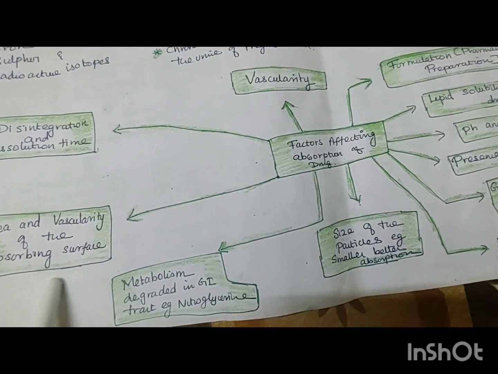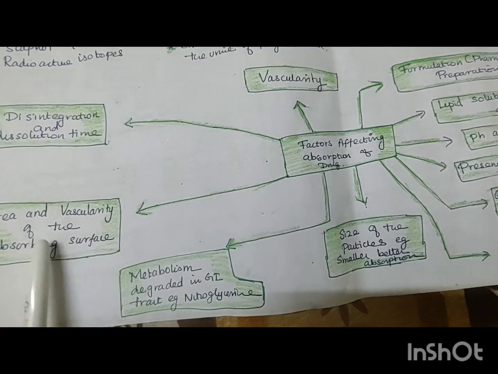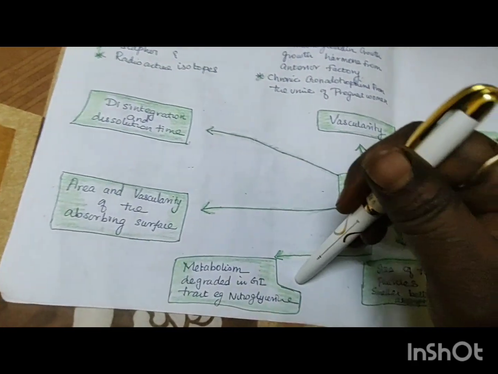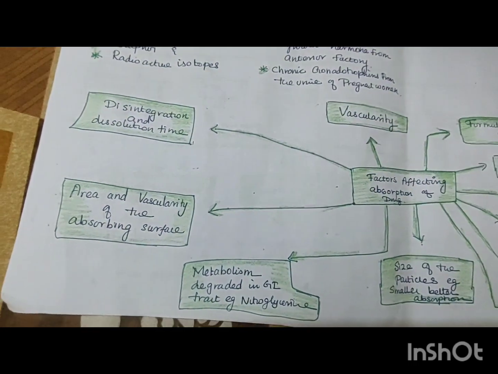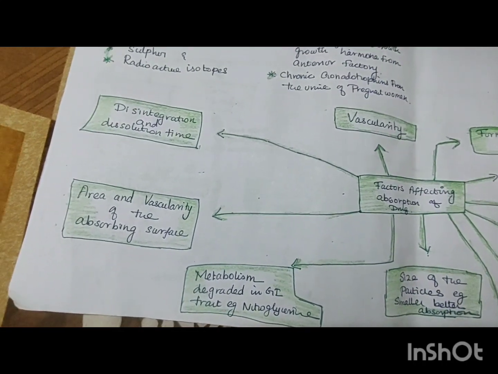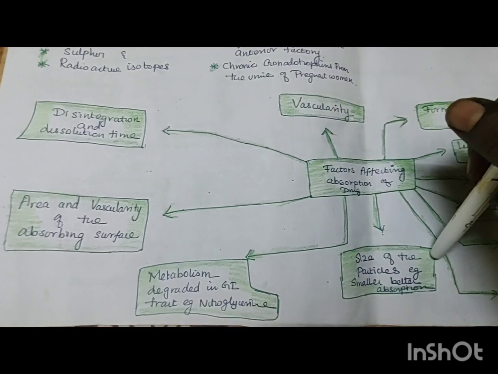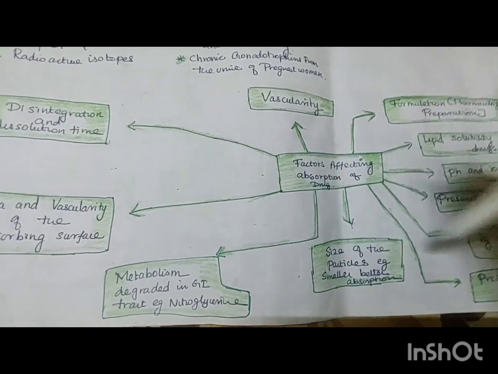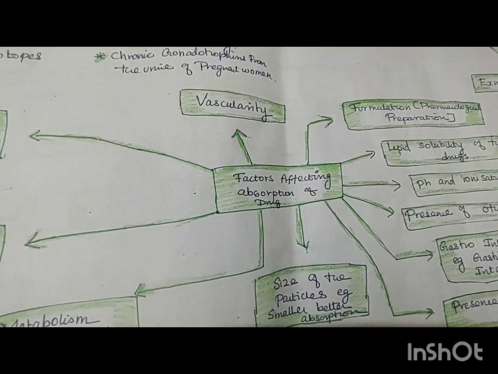Area of vascularity of the absorption surface. For example, what is the area you are putting it in? Whether the mouth or sublingual or the rectal, what is the area? And metabolism degradation in the GI tract. For example, nitroglycerin is degraded in the GI tract, so we give it in the form of sublingual. The size of the particles: if it is big, it will take time to absorb. So we give a suspension, a liquid form, which gives better absorption than the big particle. Presence of food will delay absorption.